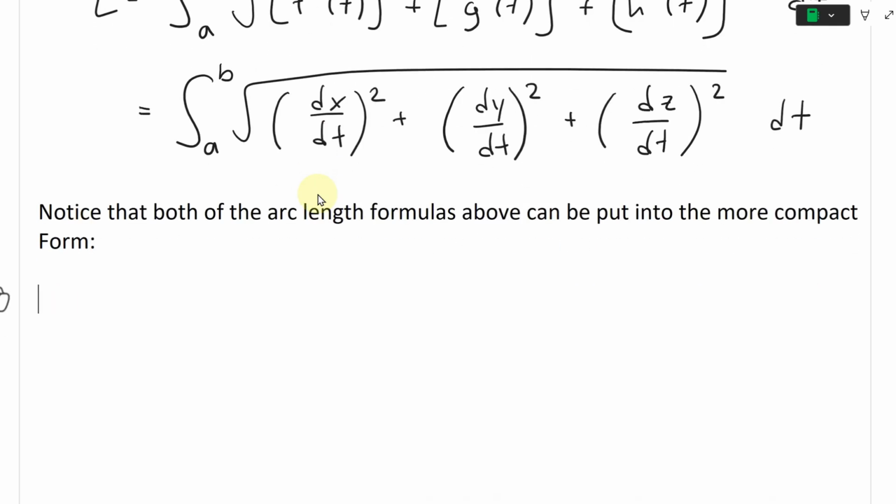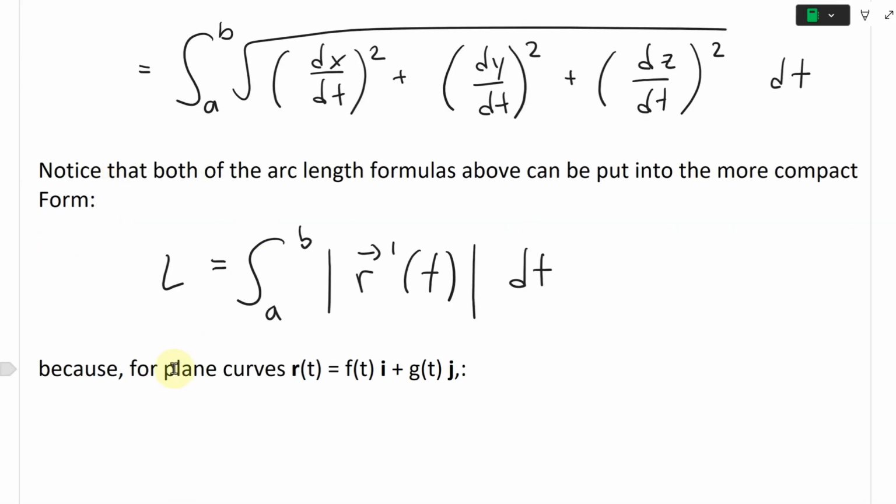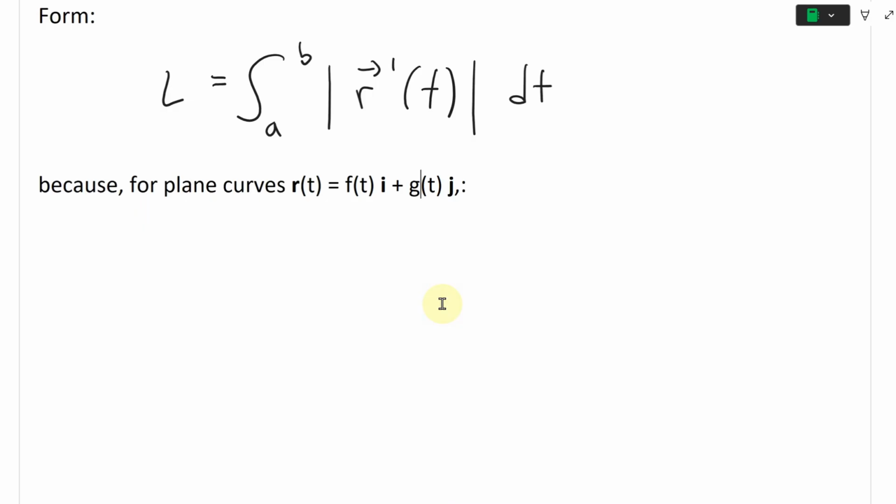But this is the derivative of it. So this is going to be L in compact form. We could write this as the integral from A to B of the length of the derivative vector. You have the vector function r prime of t, dt. That's all it is. This is because for plane curves, r prime of t is equal to f of t i plus g of t j. So those are the components. Then what we'll have is the length of the derivative.